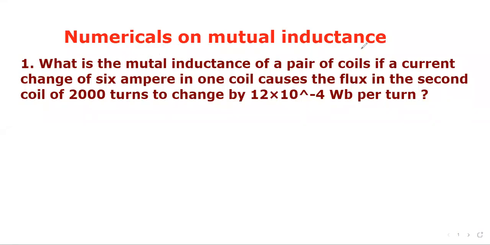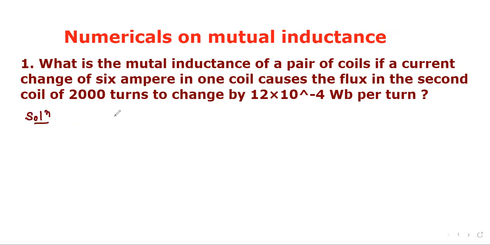Numericals on mutual inductance. Question number 1. What is the mutual inductance of a pair of coils if a current change of 6 ampere in one coil causes the flux in the second coil of 2000 turns to change by 12 into 10 power minus 4 Weber per turn? So let's consider the solution.